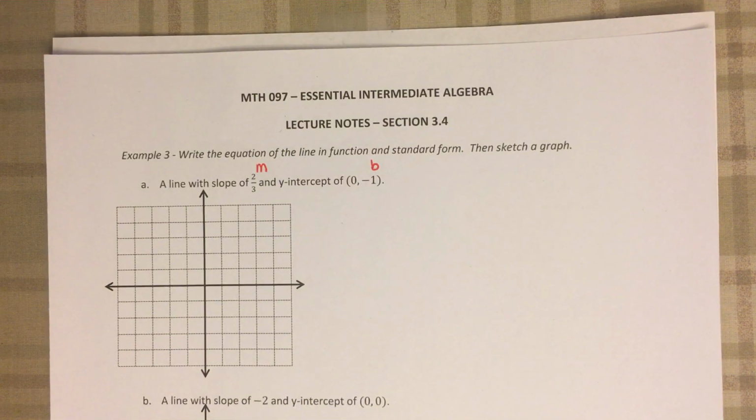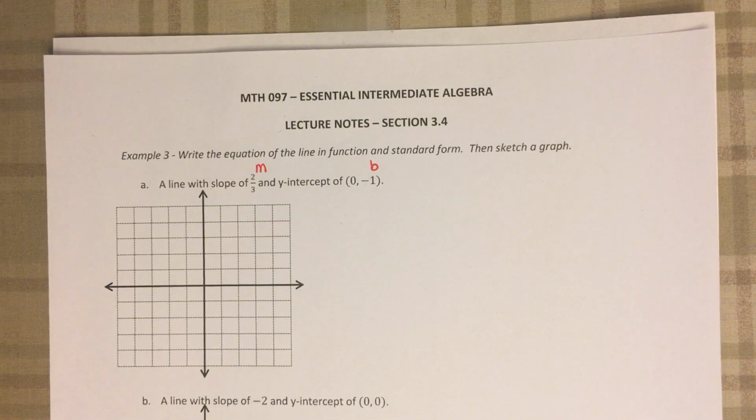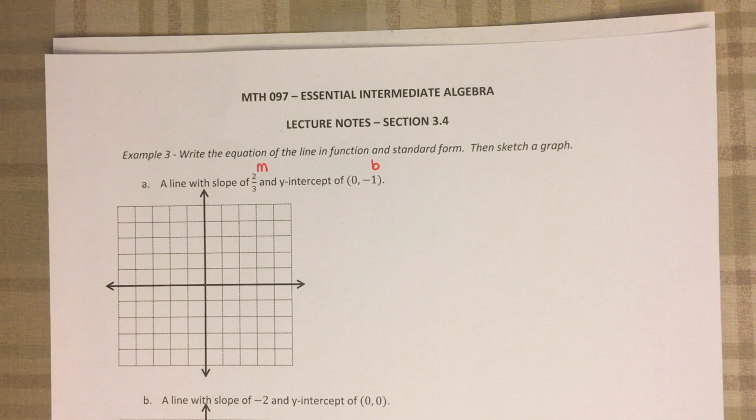All right, so we are asked to write the equation of the line in function form and standard form, and then sketch a graph. The first thing we're going to do is label the pieces of our problem. In this first example, we have a line with a slope of 2/3 and a y-intercept of (0, -1). Our slope is always represented by the letter m. The y-coordinate of our y-intercept is always represented by the letter b.